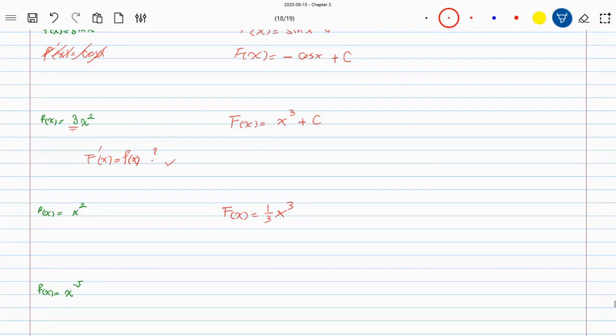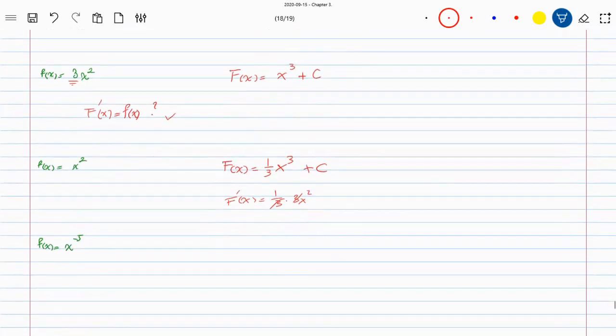The 1/3 and 3 will cancel out. So the derivative here would be 1/3 times 3x squared. Therefore, these two will cancel out and I simply get the x squared that I needed. So this 1/3 is just to get rid of that exponent 3 when you drag down the exponent.